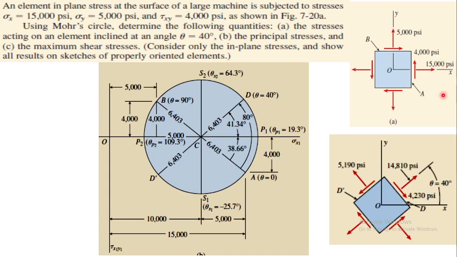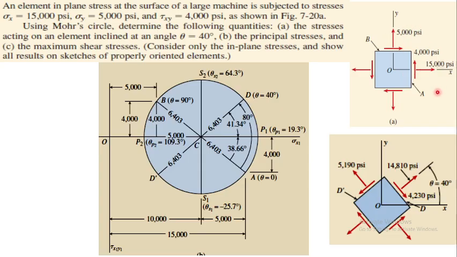Now they have been telling you about this, but remember, this tau xy is very important. This is point A, and this is showing you tau xy 4,000 psi anti-clockwise. So our assumption is similar. We don't have to make any further changes.